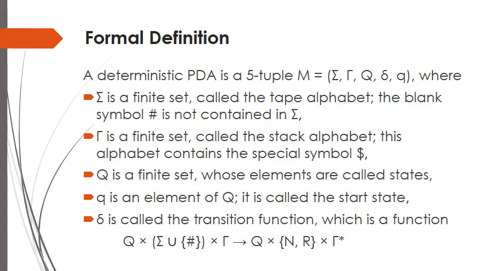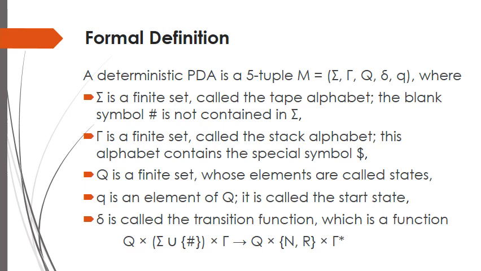Formal definition: a deterministic pushdown automaton is a 5-tuple. Capital M equals (Sigma, Gamma, Q, delta, q), where Sigma is a finite set, called the tape alphabet. The blank symbol hashtag is not contained in Sigma. Gamma is a finite set, called the stack alphabet. This alphabet contains the special symbol $. Capital Q is a finite set, whose elements are called states. Lowercase q is an element of capital Q. It is called the start state.